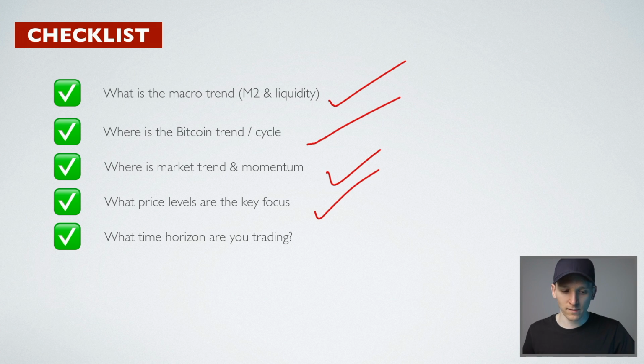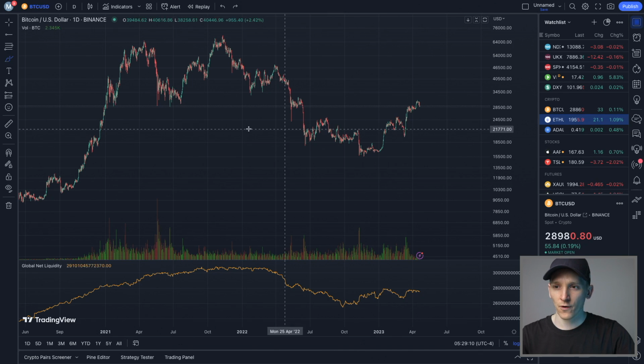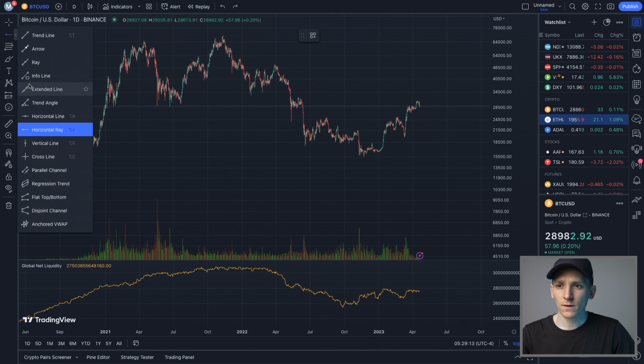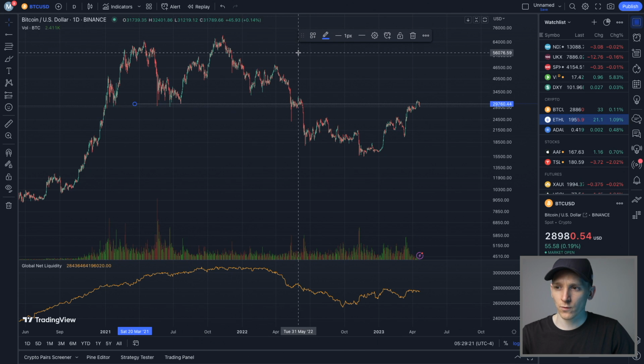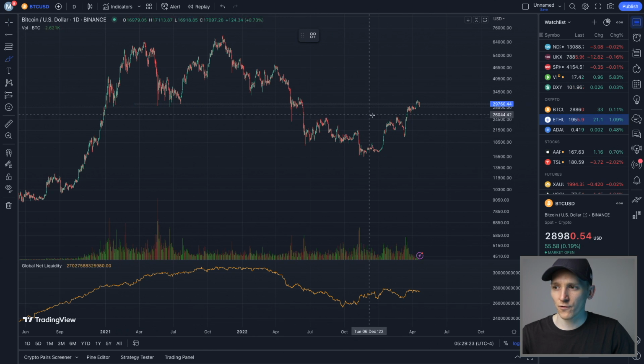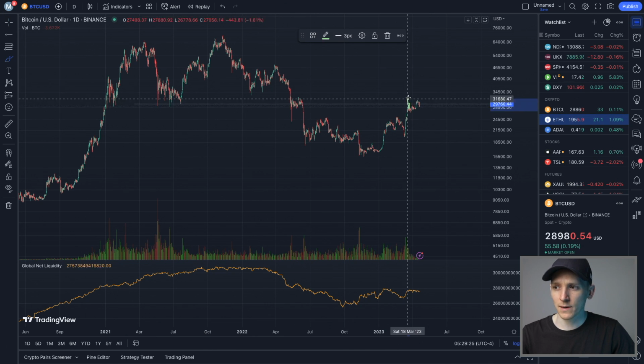What are key price levels that you're going to focus on? Well, for me, let's just draw the horizontal rays. It's definitely this 30K level. This is such a key level. If you break through it very strongly, you're going into a massive bull market. However, for me, I would be happy to accumulate here.